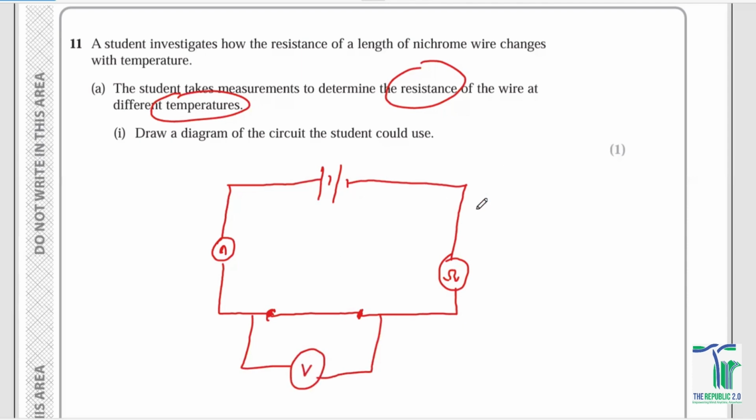So what would happen? The ohmmeter is going to give you the resistance, and the current and the voltage would give you an idea about the different temperatures. So by varying the current and the voltages, you can vary the resistances as well, right? That is how you can use the diagram to calculate the effect of resistance upon temperature.